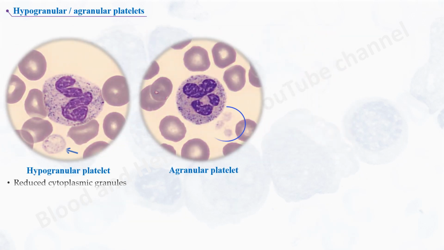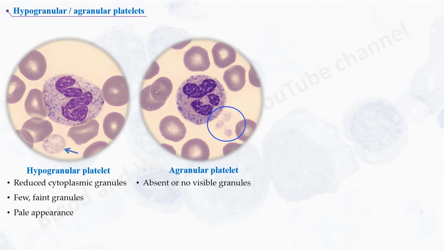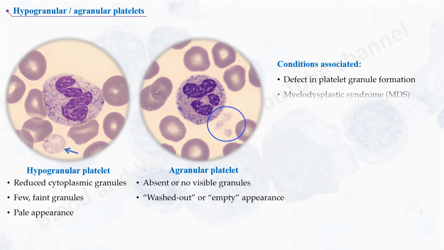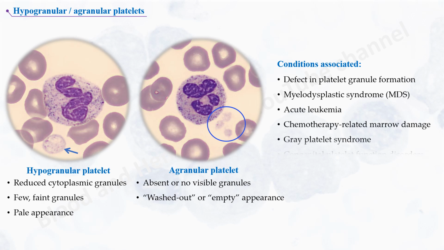Platelets with reduced or absent cytoplasmic granules, giving a pale or empty appearance, indicate a defect in platelet granule formation. They are seen in myelodysplastic syndrome, acute leukemia, chemotherapy-related marrow damage, gray platelet syndrome, and congenital platelet function disorders.